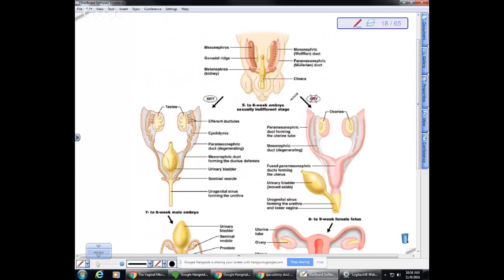Notice how this one is already kind of open, and this one is attached. As they develop, one has to go away. For example, in the female, the inner one, which is called the mesonephric duct, you don't need to know this, disappears, and then you're left with the female duct. In the male, the female duct disappears, and you're left with the male duct. It's kind of interesting. They are not homologous. So the ducts are not homologous.